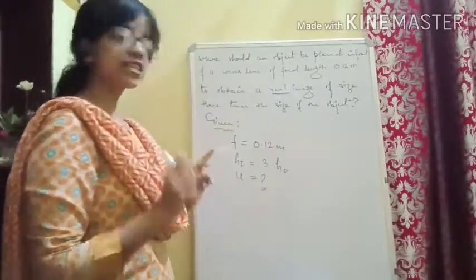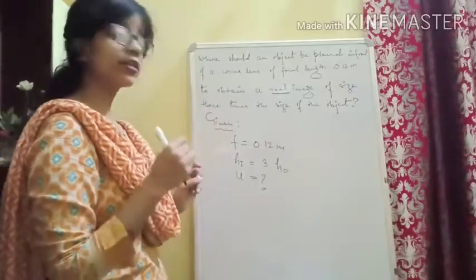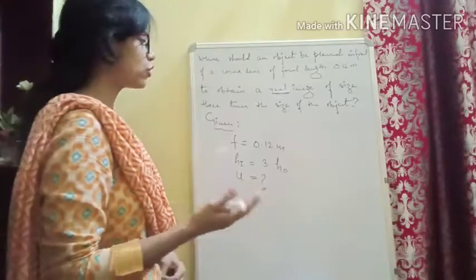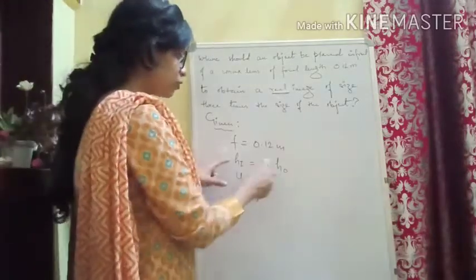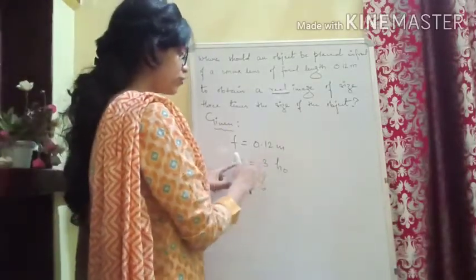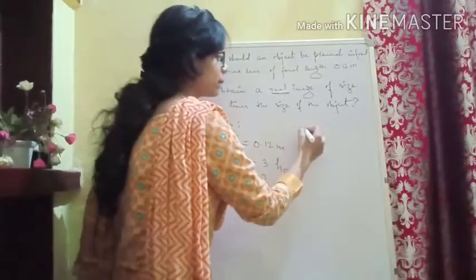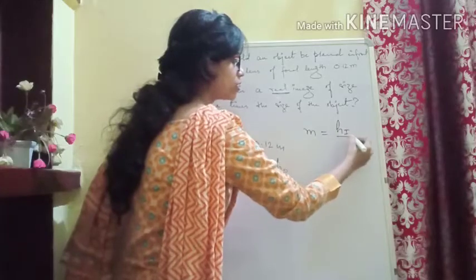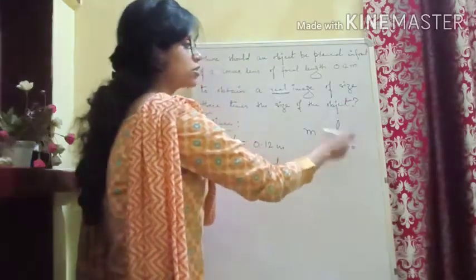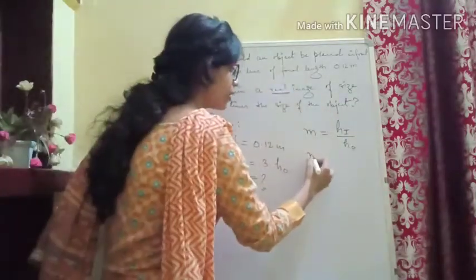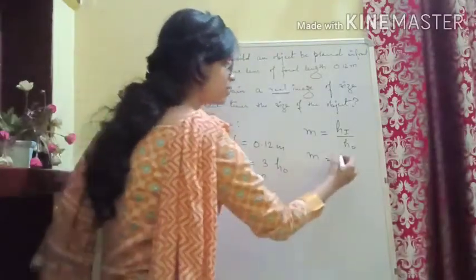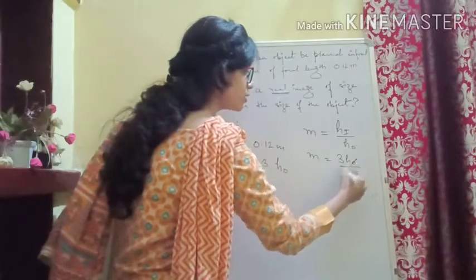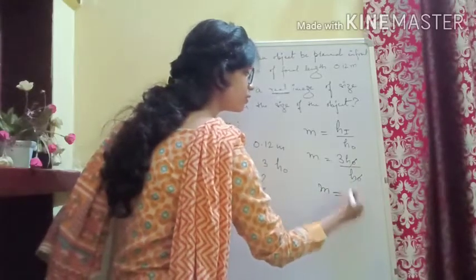Now to apply the lens formula, which is 1 upon V minus 1 upon U is equal to 1 upon F, we don't know U, we don't know V, so we cannot apply that formula first. But since we are talking about the size of the image and the object, we can apply the magnification formula, which is height of the image upon height of the object, or length of the image upon length of the object. The height of the image is thrice that of the object, which means the magnification is 3 times.